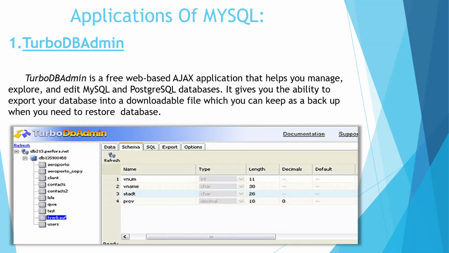Now coming to the differentiation between DBMS and RDBMS. DBMS means database management system, whereas RDBMS means relational database management system. Relational database management is just an extension of DBMS, an updated version of DBMS. In DBMS applications, data is stored as files, whereas in RDBMS applications the data is stored in the form of tables, that is, tabular form.